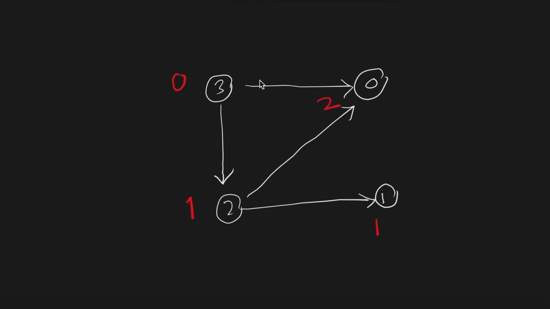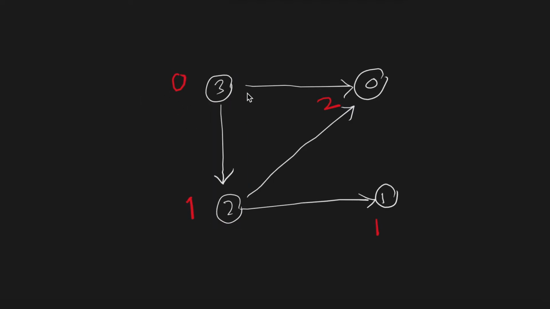Fine, that's good. Now we have all the in degrees, and the next step is to find the nodes which have 0 in degree. Clearly here number 3 has in degree 0, so we'll start traversing from here. If there were another node which has in degree 0, we could have started from that node also.